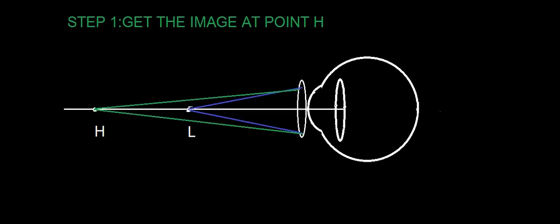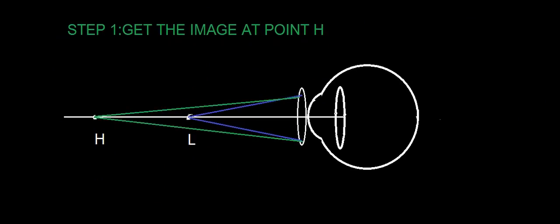Now let us see how we can rectify this problem. Step 1. Get the image at point H. Here the object, I want to keep the object at 25 centimeters here, and I want to make him see this object. For that I use a convex lens. This lens makes the image form at the point H. The image will be formed at this point.